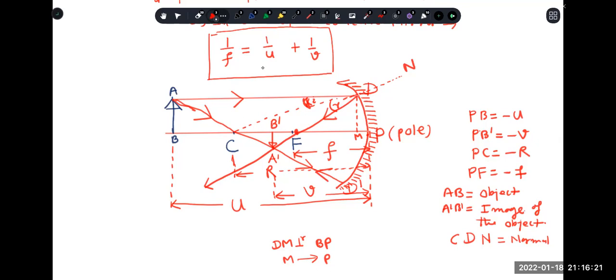Now how do we decide the image distance and the object distance? To decide the image distance and object distance, we will take two triangles. One is A dash, B dash, F, and the other is D, M, F. So we will take these two triangles. How to see this? Next page.